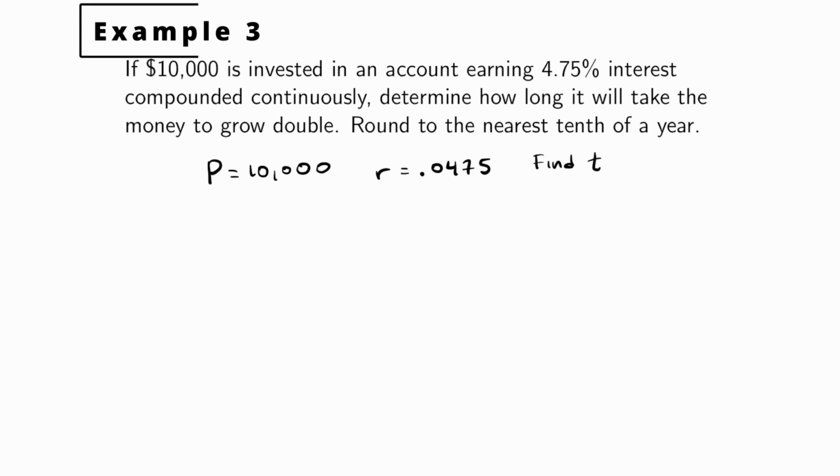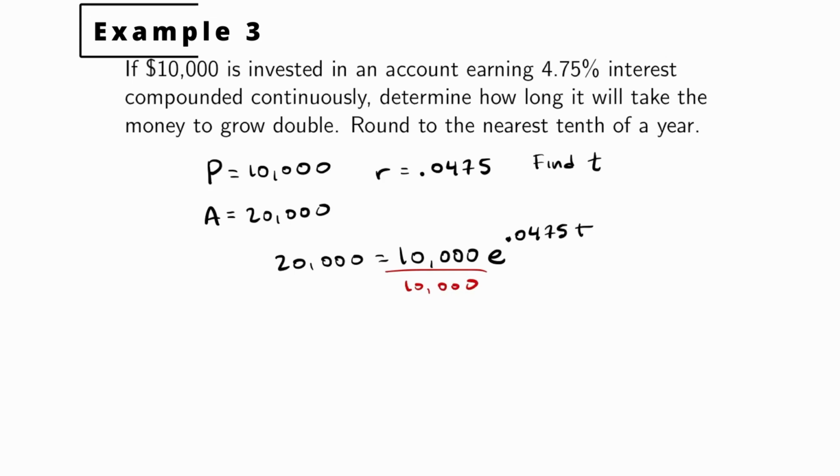But we're interested in how long it will take for our money to double, which is the same as saying, when will the amount we have be equal to $20,000? Okay, so if we set up this equation, we get 20,000 equals 10,000 times e to the 0.0475t. And now all we have to do is solve this exponential equation. So we divide both sides by 10,000, and we end up with 2 equals e to the 0.0475t.